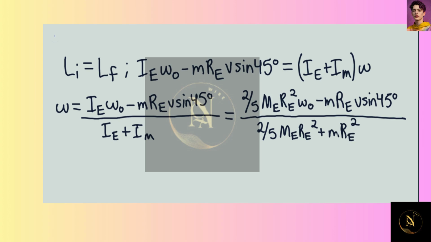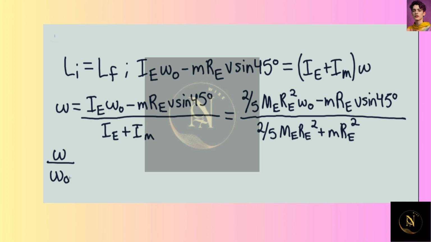I said that lowercase m was the mass of the Earth. My apologies. Lowercase m is actually going to be the mass of the meteorite, because initially we have to account for the mass of the meteorite because it is also going at a linear speed towards Earth. So my apologies. Lowercase m is indeed the mass of the meteorite.